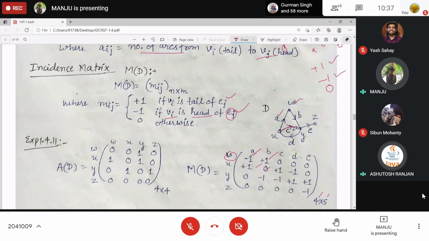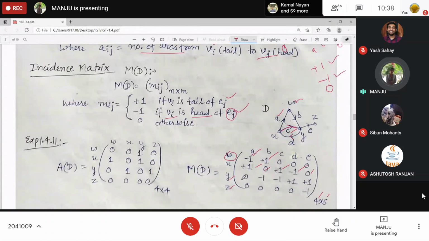Tail. Tail. So +1 going out, +1. Then Y, that is X and D. Edge D. This is Head, coming toward, right? And then you have nothing with E. Okay, X has no relation with E.